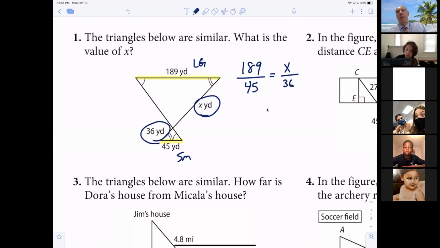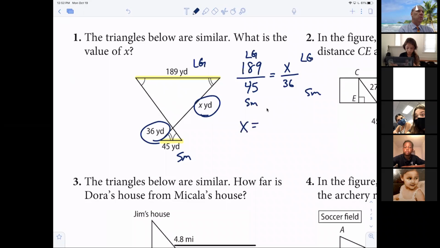Now, all my homeschool peeps, like I said, this is not easy to set up. I always think it's easy, but the kids make mistakes on the test. So is anybody having any issues with 189 over 45 is equal to x over 36? I have a question. How do you know if x goes on top or bottom? Well, that's why I'm saying the 189 is the large and the 45 is the small. So you have to do large to small.